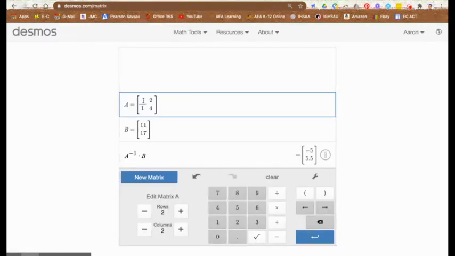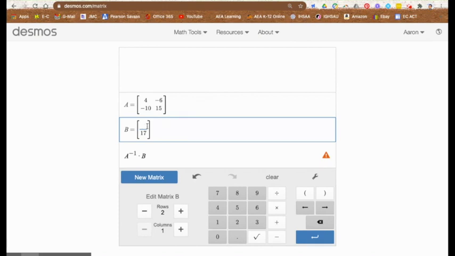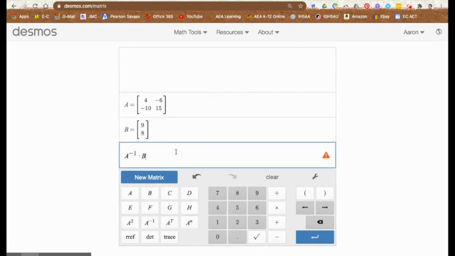So I'm going to put in 4 and -6. I'm going to put in -10. I'm going to put in 15. And for the constants, I'm going to put in the 9 and the 8. Now, we already have an issue here. We have this little orange triangle, and if I hover over it, it says singular matrices do not have an inverse.